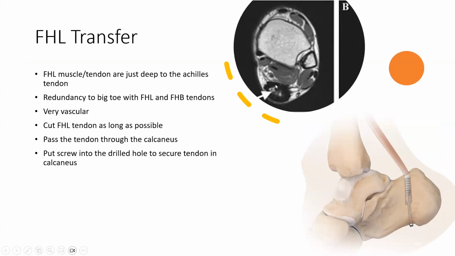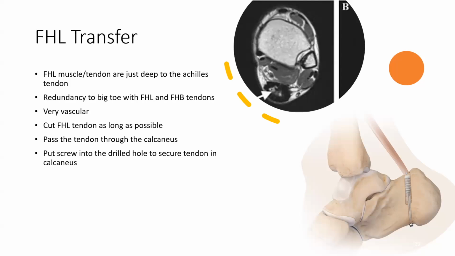So what we can do is go just deep to the Achilles tendon and harvest this flexor tendon. The other reason why this is a good option is there is redundancy to the big toe. So this is one of the 2 tendons that flexes the big toe down, but there are 2 tendons that do that. So we can utilize one of them. It's a very vascular tendon, so it provides a lot of good blood flow for healing.